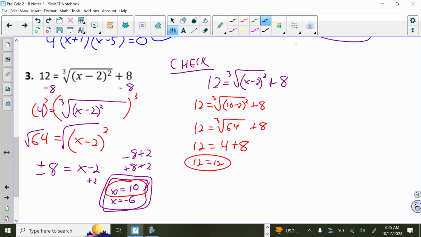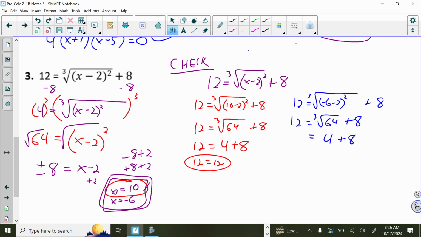All right, let's check numbers, -6, okay? All right, -6 in here, so I've got 12 equals the square root of -6 minus 2 squared plus 8, that's the cube root. So then I go 12 equals, I'm going to get -8 inside the parentheses. -8 squared is going to be 64 as well. So you can see I'm going to get the same answer when I take the cube root of 64. Okay, 12 equals 12. So that means both those are good.